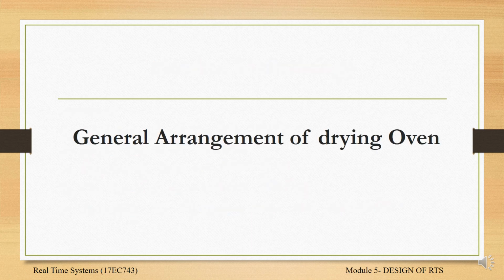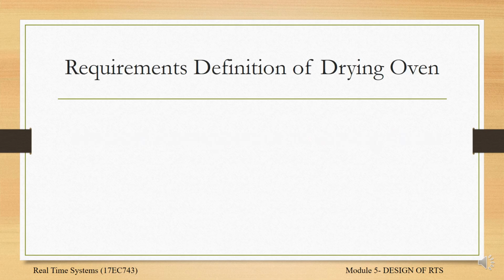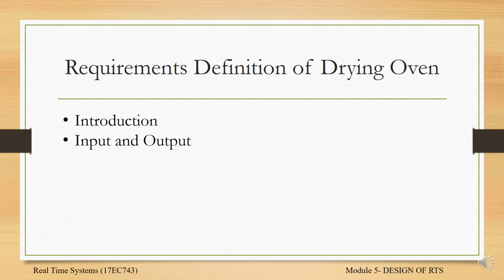In order to understand the RTS development methodologies, a general arrangement of a drying oven is used. What are the requirements of the drying oven? What do you mean by a drying oven? To understand this, we need to go through the introduction part, the input and output interfaces for the drying oven, and the functional specifications of the drying oven. When we take any system, this system will have so many tasks. All these requirement definitions of the drying oven are clearly understood in this video.